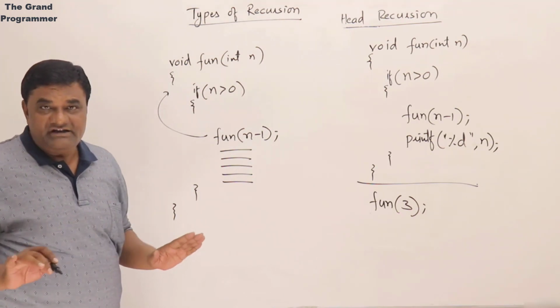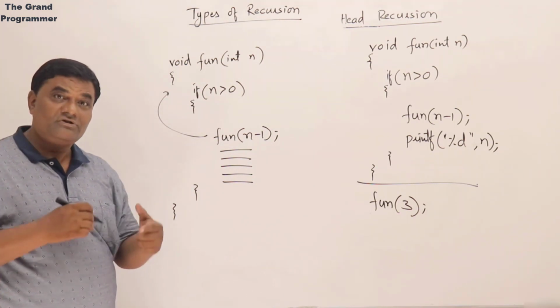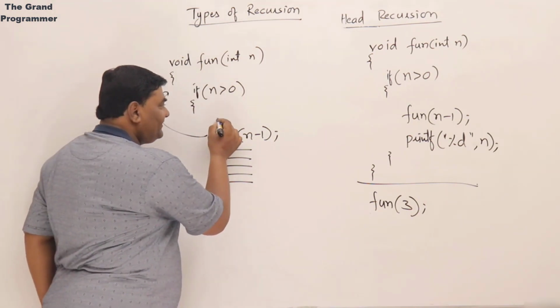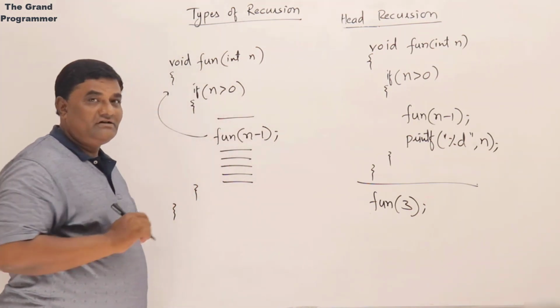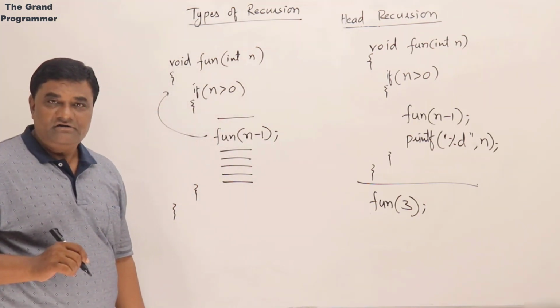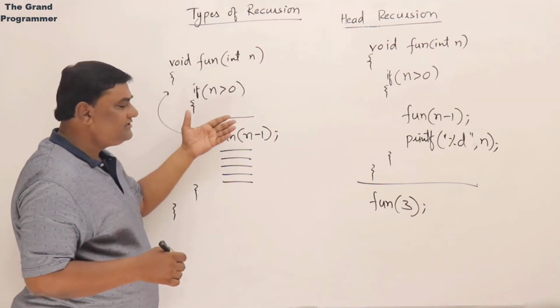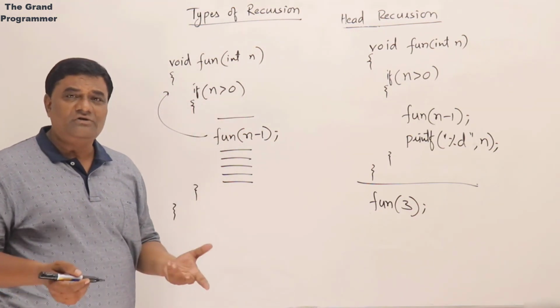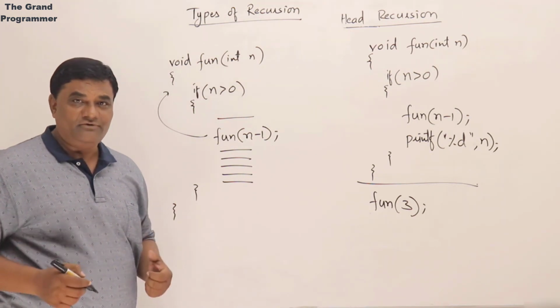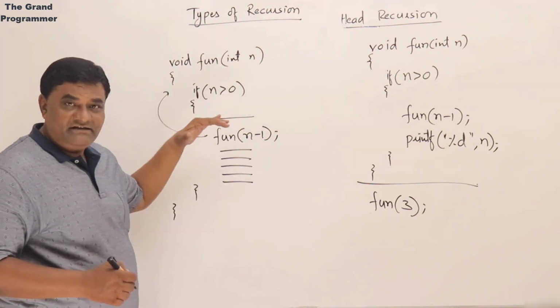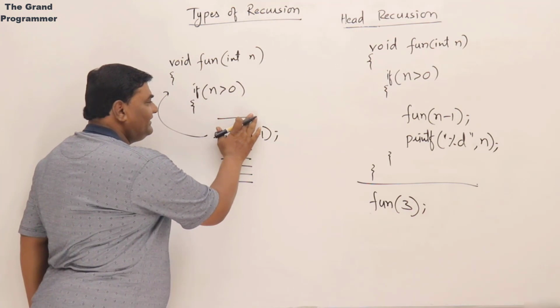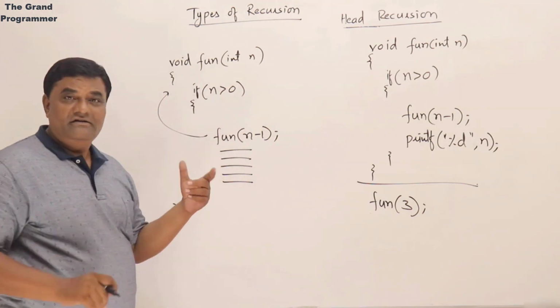So there is no statement, no operation before the function call. See, if there is something here, then it is not a head recursion, right? If something is there before the function call, it is just a recursion. We don't have to give any special name for that one. If there is nothing before that, then we can say this is a head recursion.